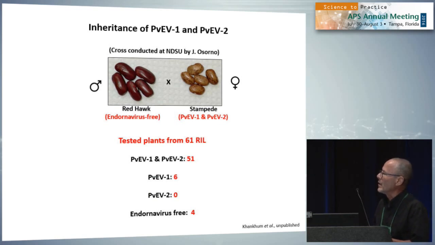In collaboration with Juan Osorno, a bean breeder at North Dakota State University, he did a cross of two cultivars, Red Hawk, which is endornavirus-free, crossed with Stampede, which contained the two endornaviruses. And then, of course, being a breeder, he developed plenty of recombinant inbred lines. We looked at only 61 of them, and notice that the two viruses are inherited together in 51 of the recombinant inbred lines. Only 6 had one virus, with virus 2, nothing, and 4 were endornavirus-free.